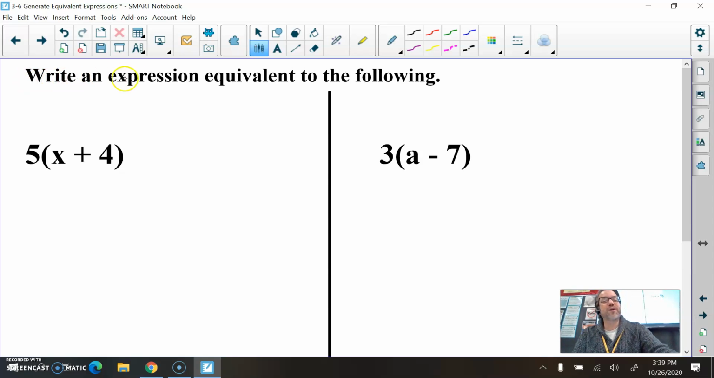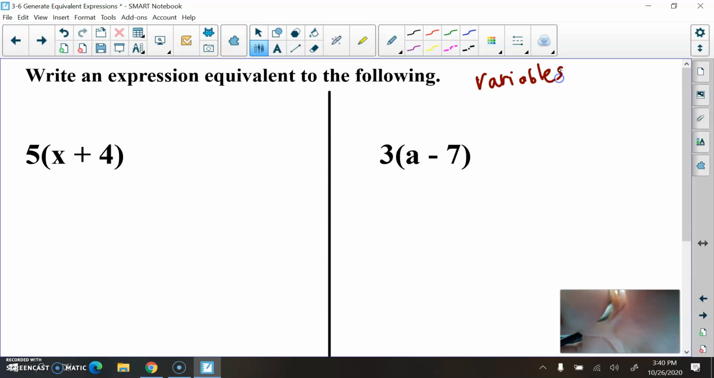All right, so what does it look like when we're dealing with an algebraic expression? Here the directions say write an expression that's equivalent to the following. So I have 5 times the quantity of x plus 4. Now, I don't have all numbers this time. I have some variables mixed in. And again, we discussed yesterday how variables are things that can change. Vary means to change, meaning I could put lots of different numbers in for x.